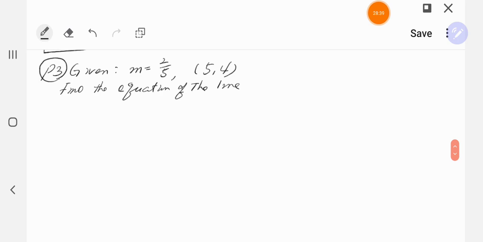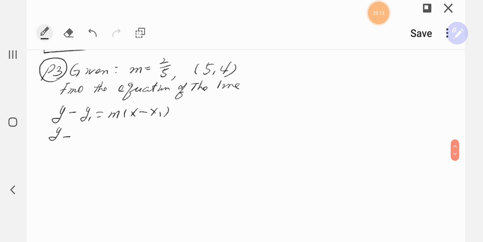Okay, problem number 3. We want to find the equation of the line passing through the point 5 and 4, and whose slope is 2/5. So let's use point-slope formula. Y minus y1 is equal to m times x minus x1. If the given point is y-intercept, then we will use slope-intercept form. But this is just a point, so we will just use the point-slope formula.